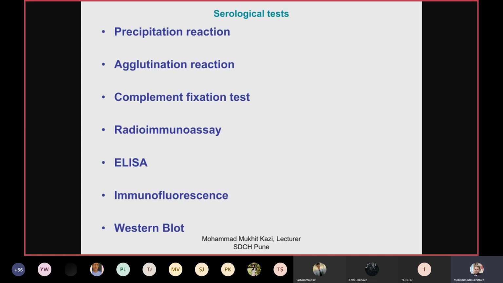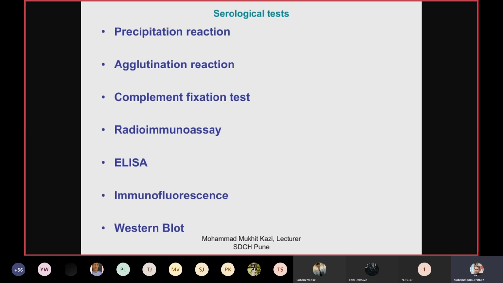These are the important serological reactions which we will be studying today. Precipitation reaction and agglutination reaction are the two main reactions which we will be studying in detail, followed by complement fixation test, and radioimmunoassay, which is done in the research laboratory. ELISA, of course, is done even in the smallest laboratory. Immunofluorescence, again, is done in the research laboratory.